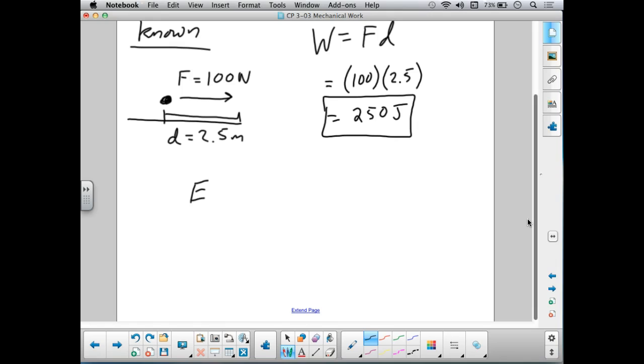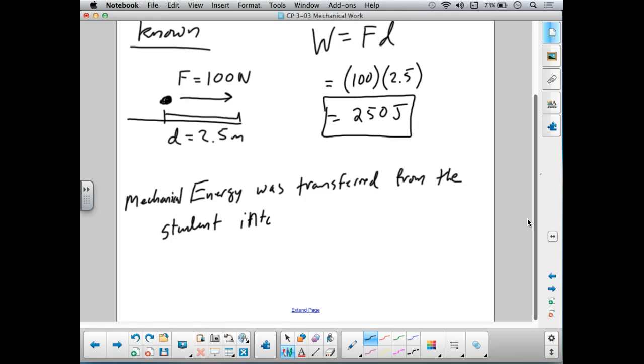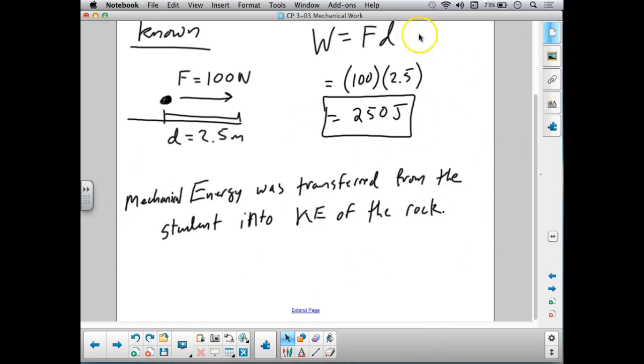So we can say mechanical energy was transferred from the student into kinetic energy of the rock. Because we moved the rock, we moved it through a distance. And now the rock has that energy. We transferred it from one object to another.